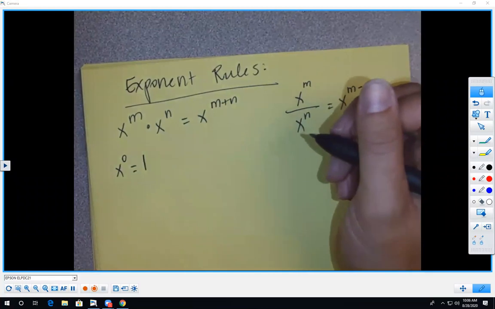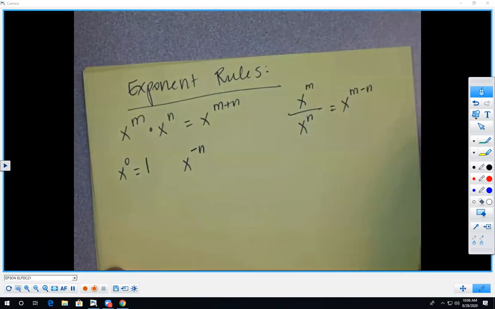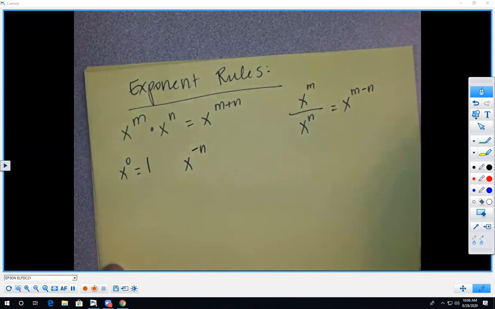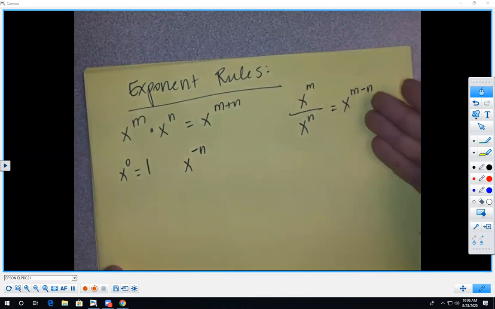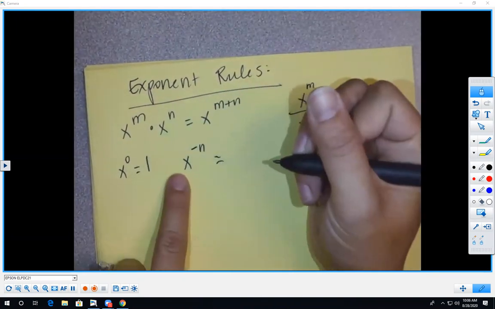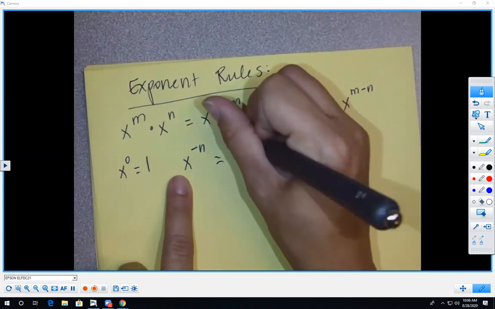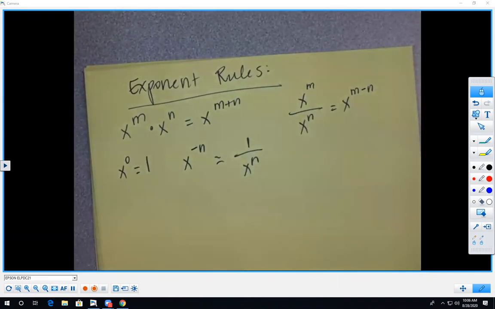I have the negative exponent rule. If I had x to the negative n power, how do you fix a negative exponent? You got to move it. If it's in the numerator, you have to move it to the denominator. If it's in the denominator, you have to move it to the numerator. In this case, this is currently in the numerator, so I need to move it to the denominator, and I'm going to put a 1 on top. So 1 over x to the n power.